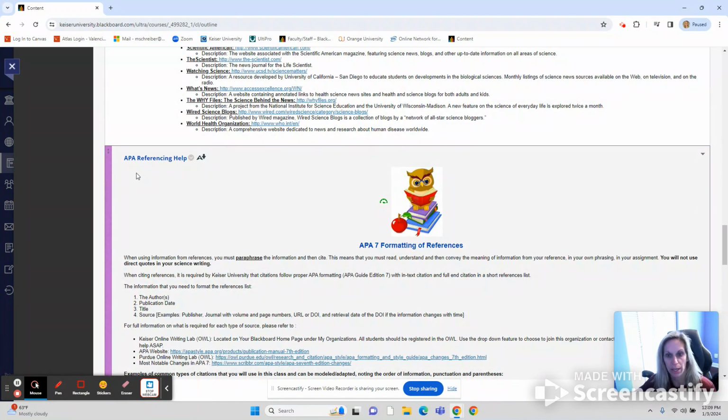So the first thing is with APA formatting. Remember, you have your scientific resources. You're going to paraphrase from your scientific resources. Once you paraphrase, that means you write the information in your own words. You can't use any type of quotations in scientific writing.